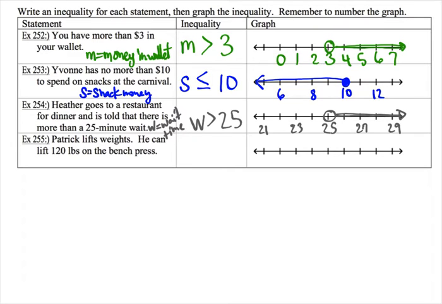Okay, Patrick lifts weights. He can lift 120 pounds on the bench press. So let's use L for the lifted weight.